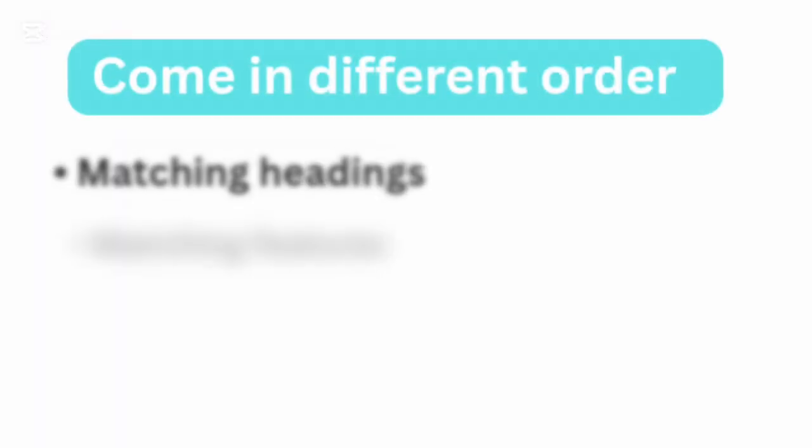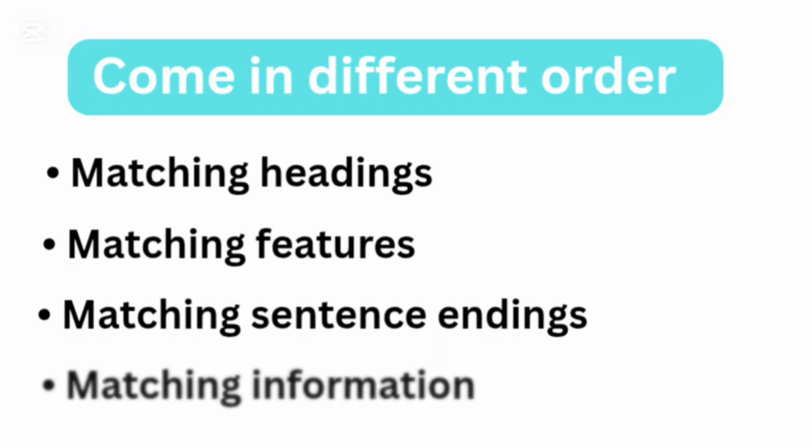While for some of these question types, the answers come in different orders. And these are matching headings, matching features, matching sentence endings, and matching information. For this type of question, you have to find answers in different locations of the passage.